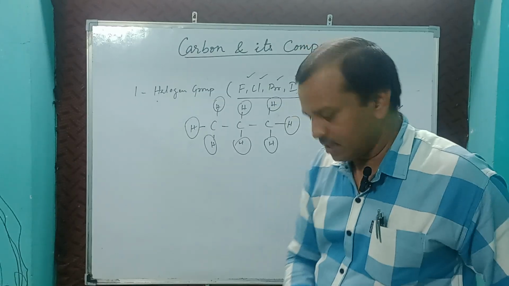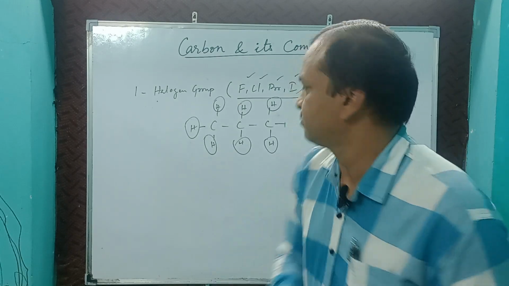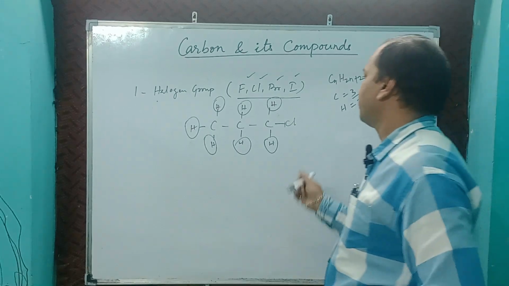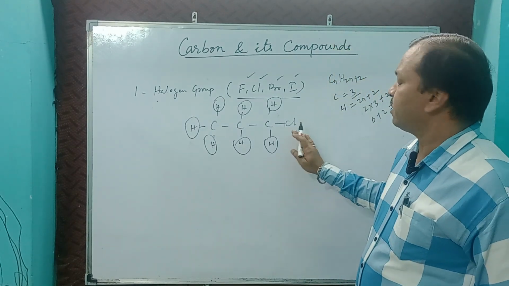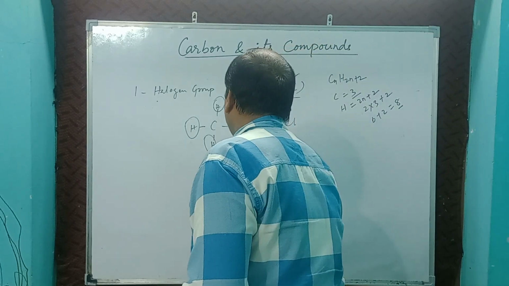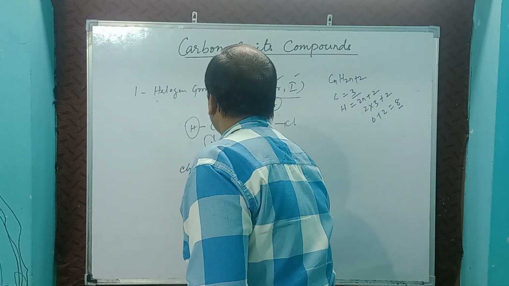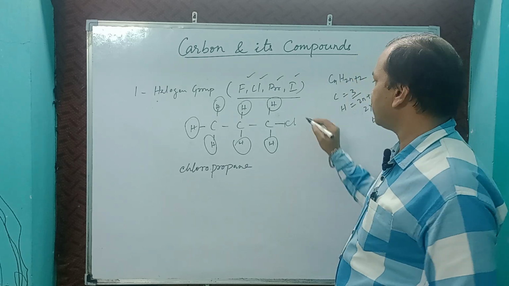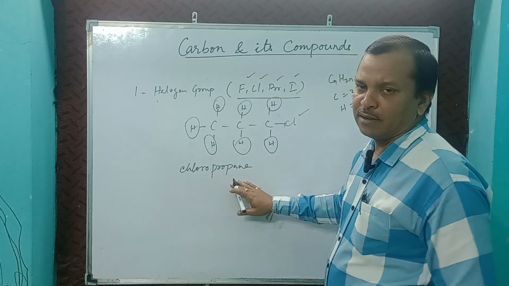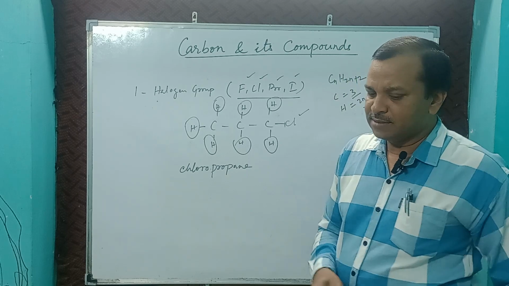What happens if, instead of this hydrogen, one chlorine is there? Then the naming will change. When H was there, it was propane. Now it will become chloropropane. Chlorine is attached here. Halogen group: if it is bromine, bromopropane. If it is iodine, iodopropane. Is it clear now?